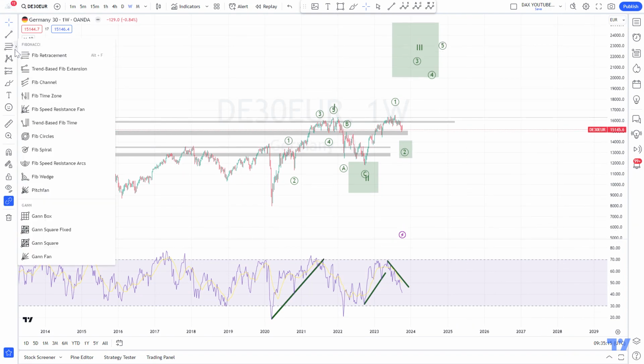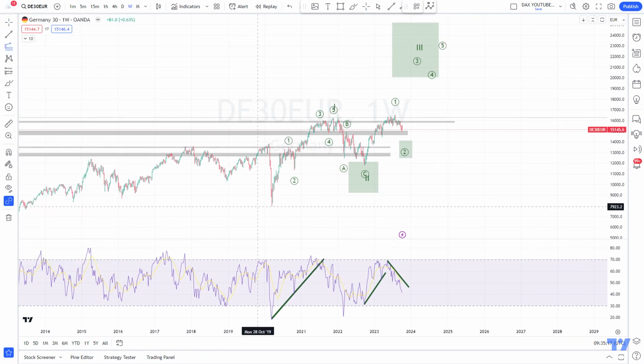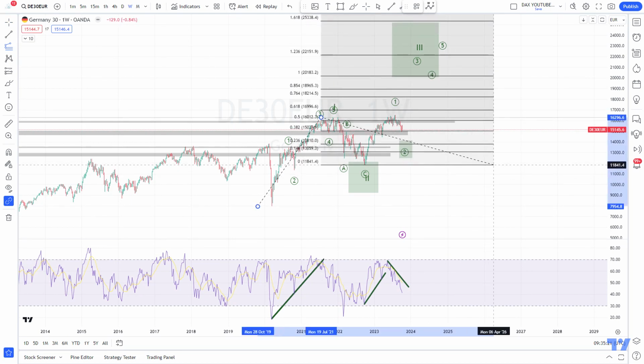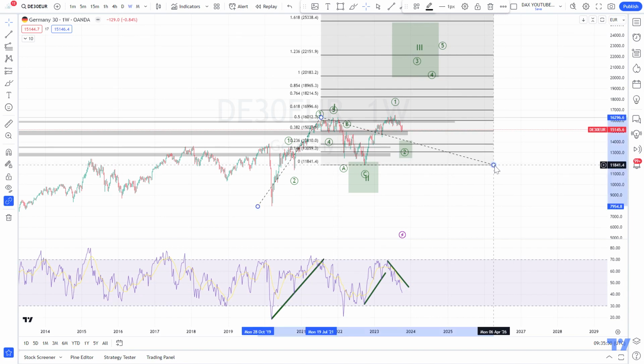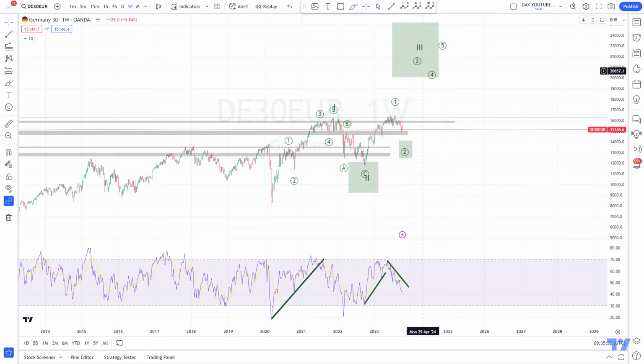If we take the length of wave 1 or wave 2, then the target for this wave 3 in the higher degree becomes the area between the 1 and the 1.618 FIB extension. Of course, we do not go there in a straight line. We need again 5 waves as a 1, 2, 3, 4, 5.